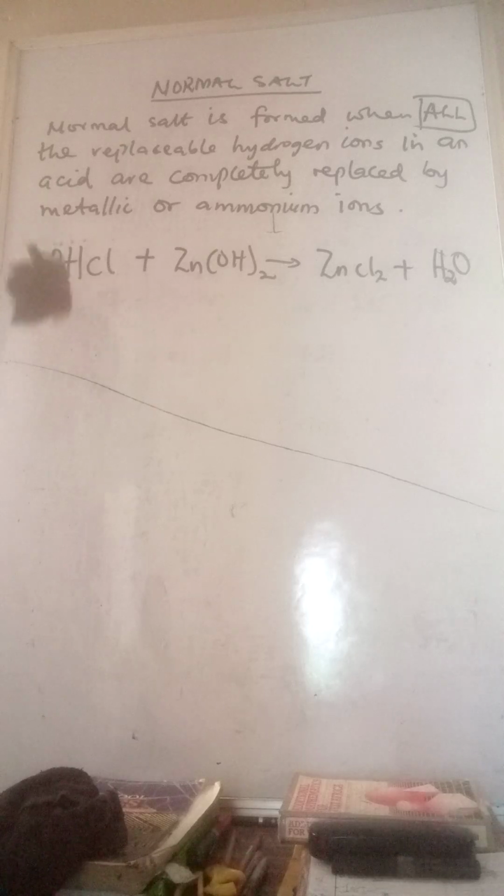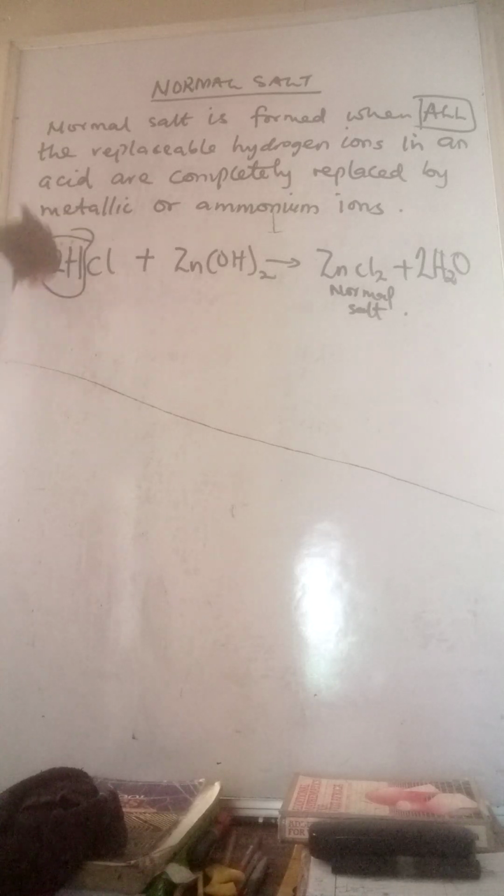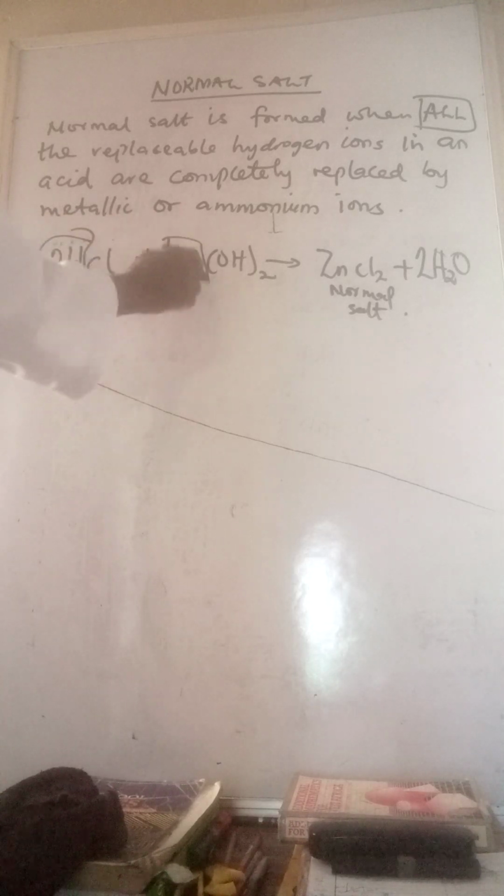For example, hydrochloric acid. Let us use zinc hydroxide as a base to react with it. That will give us zinc chloride salt and water will be formed. But I need to balance the equation. Now, zinc chloride, this is a normal salt. You can see that all the hydrogen inside this acid have been replaced by this zinc.